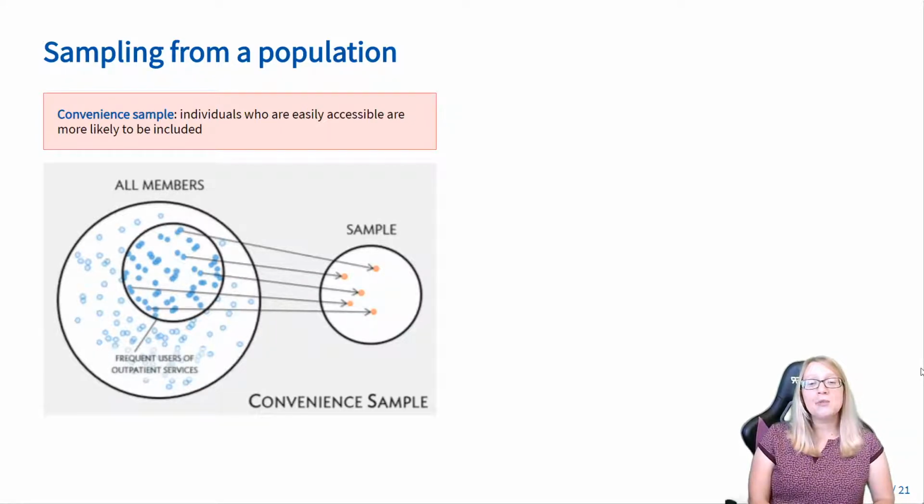So let's take a look at some techniques that we can use to choose our sample from a population. This first one definitely falls into the not ideal category, and that's a convenience sample. Convenience samples come from individuals who are either easily accessible or more likely to be included for whatever reason. We just choose whoever's convenient to us to be part of our sample. Obviously, these are going to be less representative.